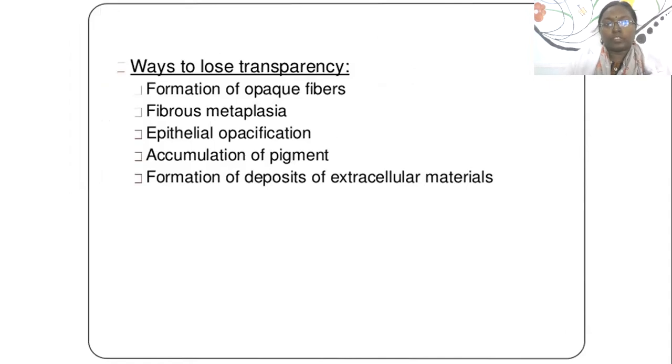Ways to lose transparency. Formation of opaque fibers. Fibrous metaplasia can occur, epithelial opacification can occur, and accumulation of pigments, formation of deposits of extracellular materials.